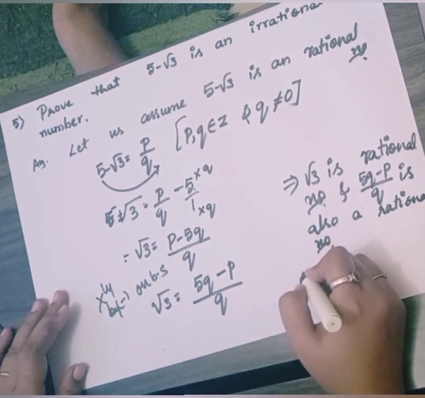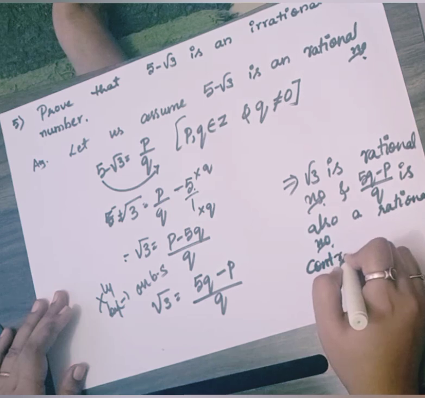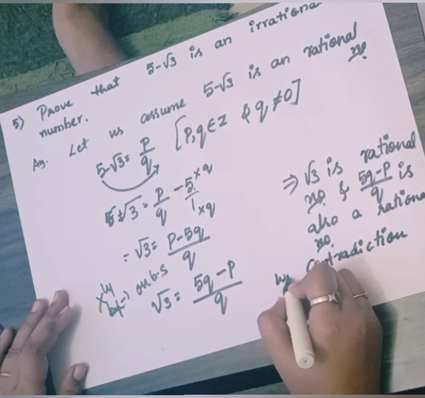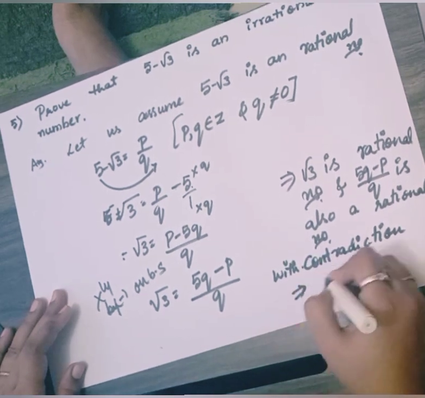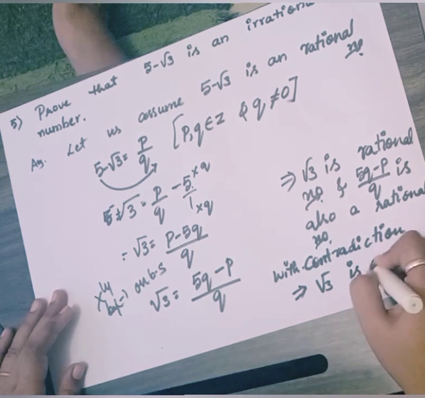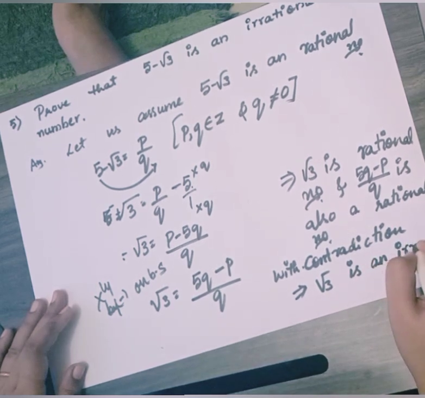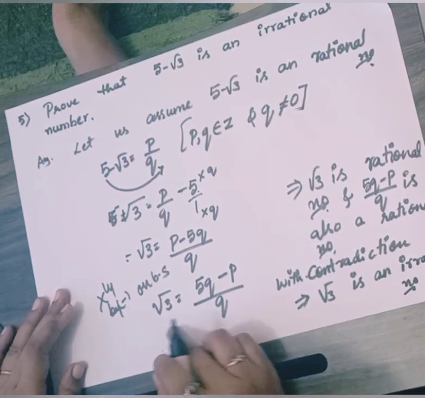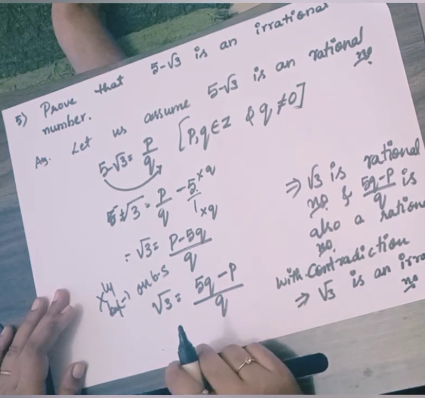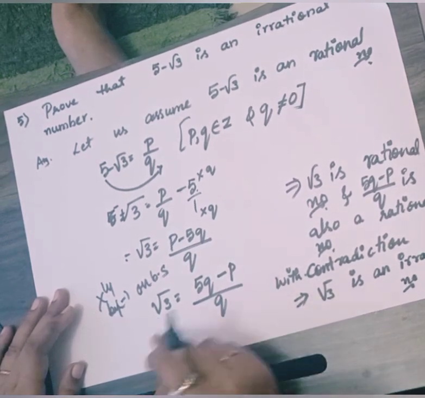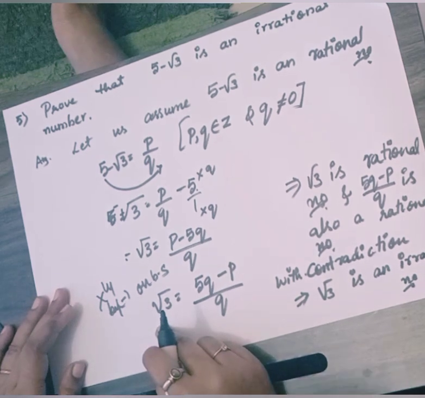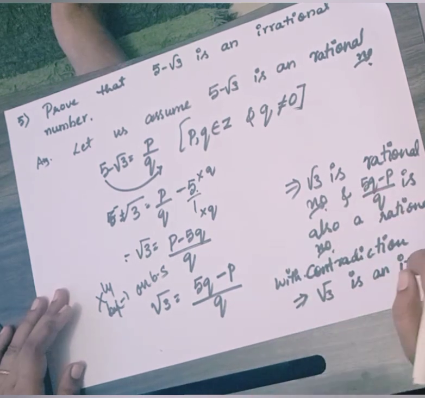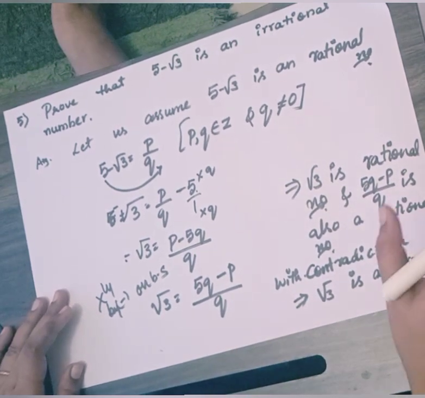With contradiction we can say that we can finally say that root 3 is an irrational number. If you can't write like this, you can write 5q minus p divided by q is a rational number, but root 3 is an irrational number. Therefore our assumption is wrong. Instead of contradiction you can write our assumption is wrong and root 3 is an irrational number. You can write like this as a statement.